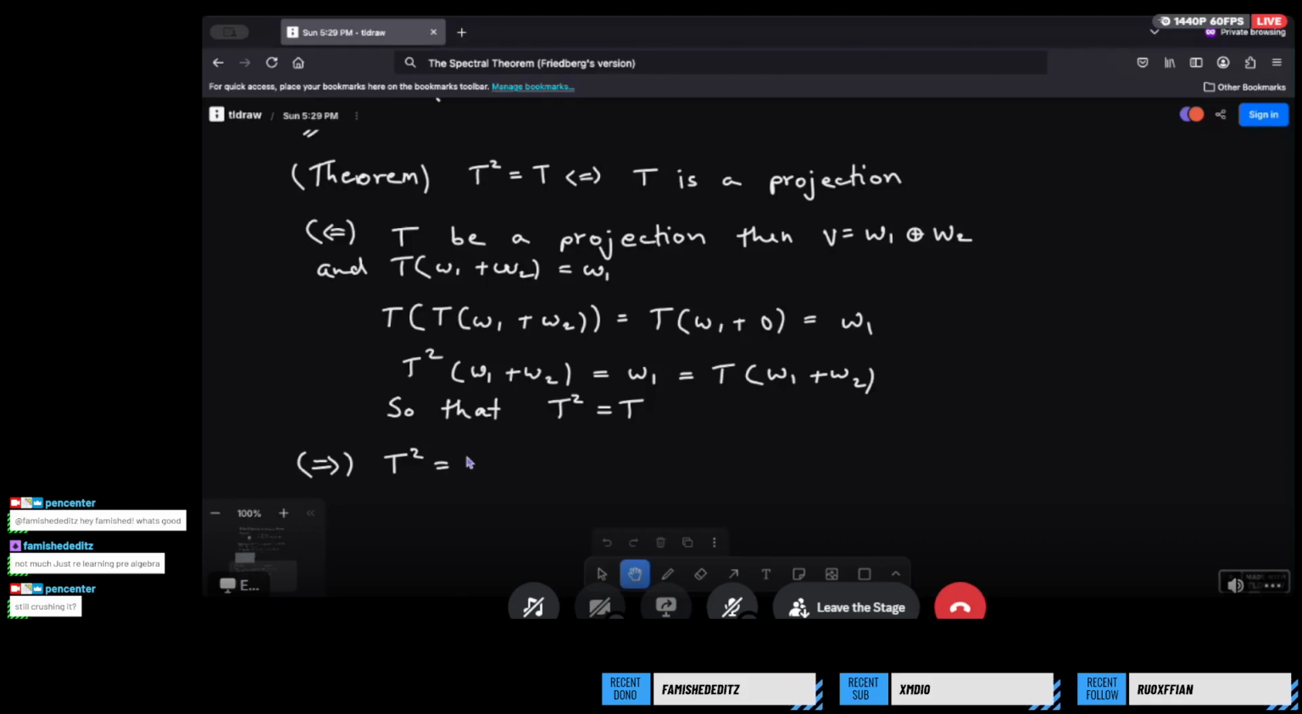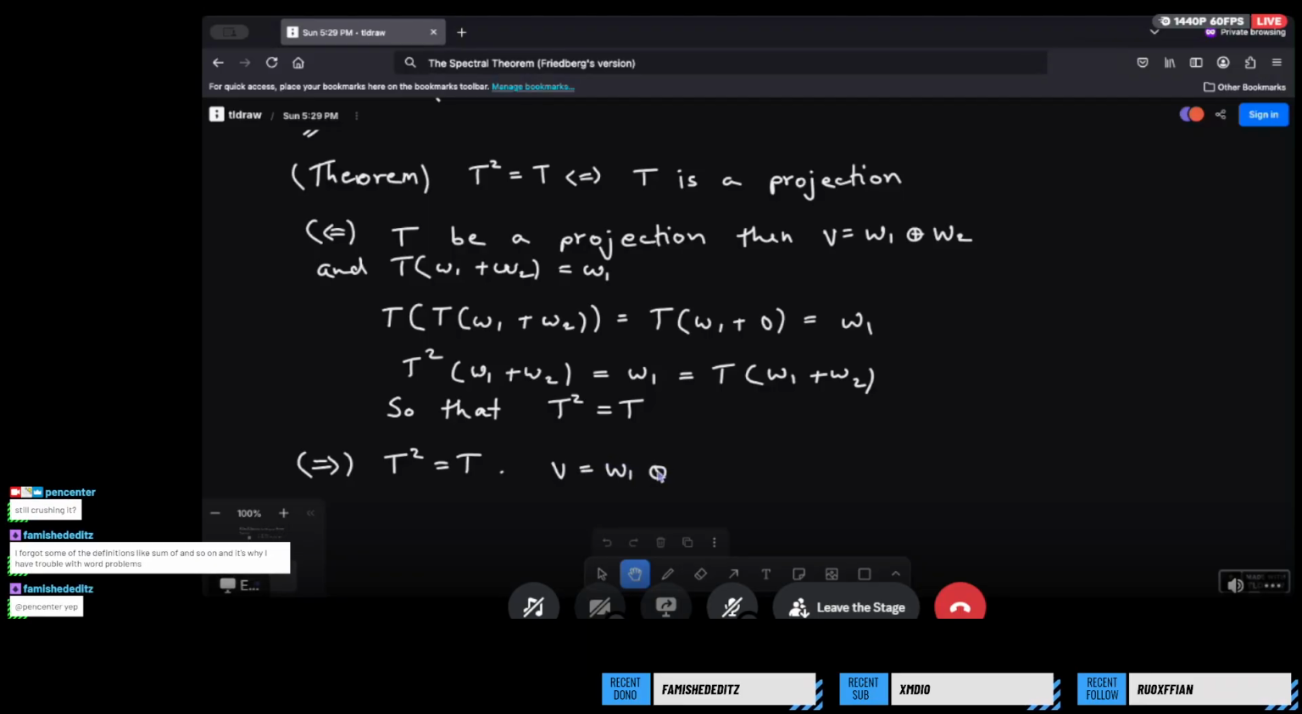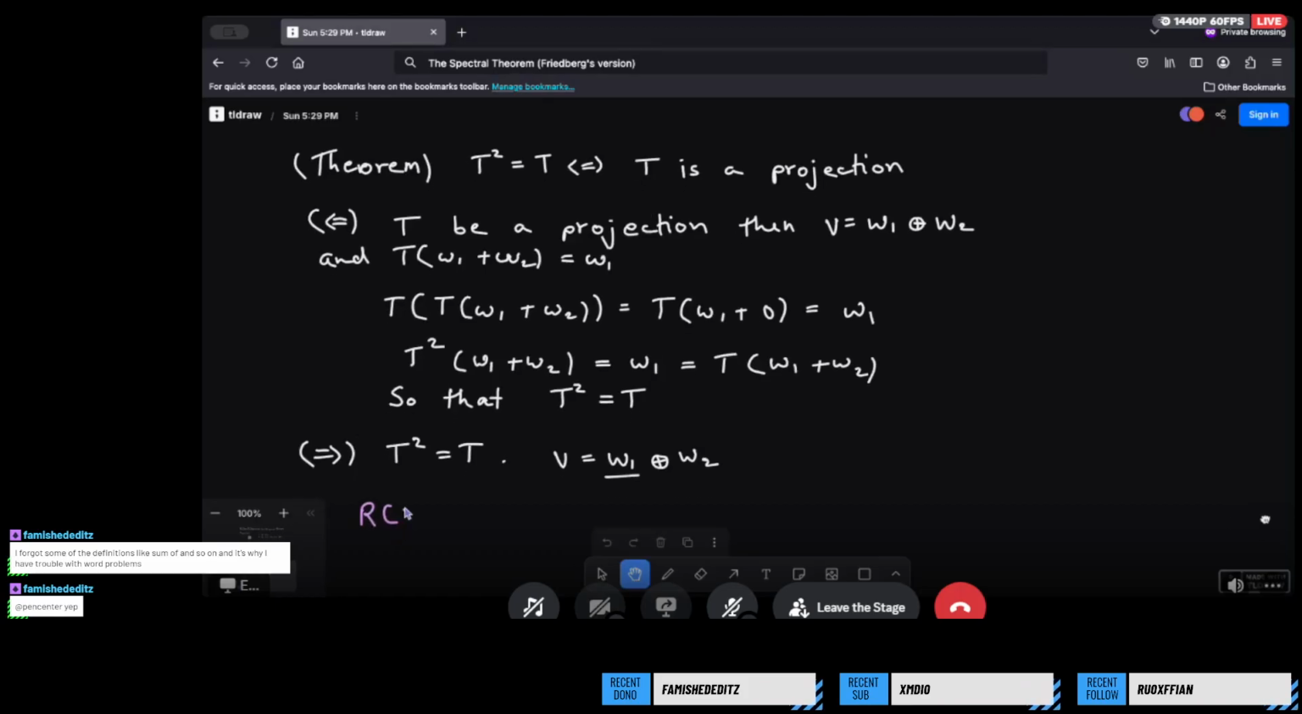Let's start from T square equals T, and we want to end up at the fact that T is a projection. Now, a natural candidate for one of the components of the direct sum, right? We want to decompose V into 2 subspaces. And a natural candidate for W1 would be the range of T.